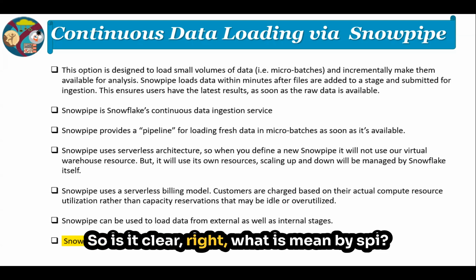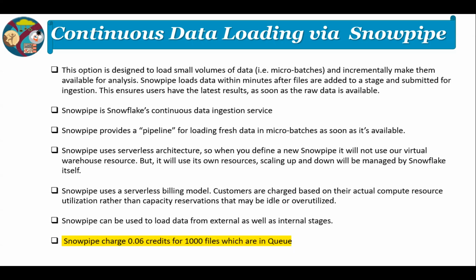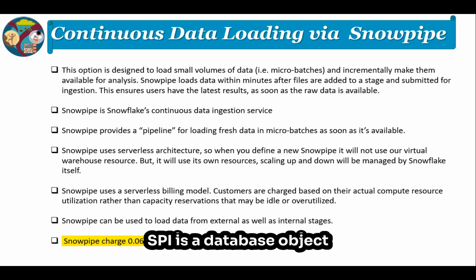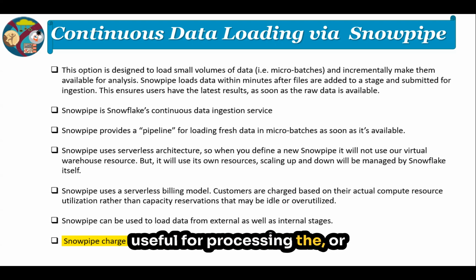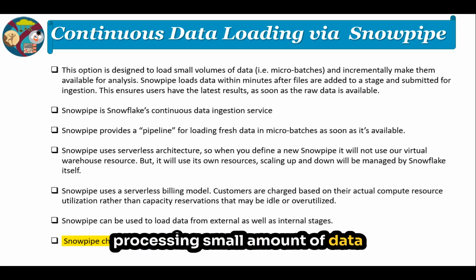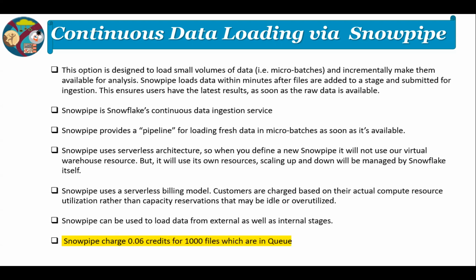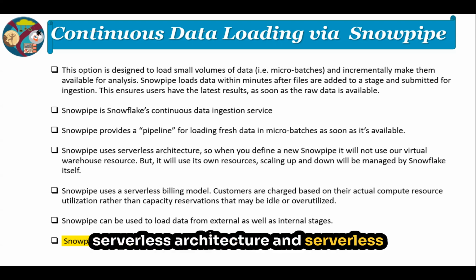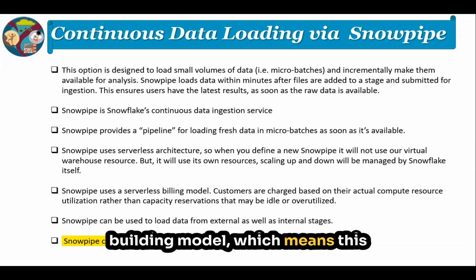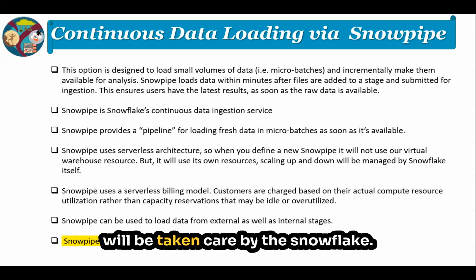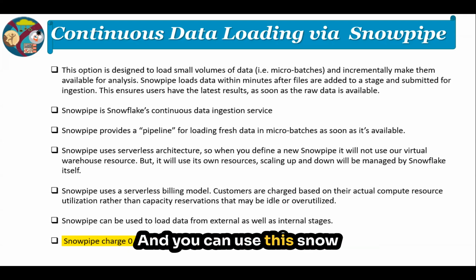Is it clear, right? What is meant by Snowpipe? What is the recommended approach for Snowpipe? Snowpipe is a database object in Snowflake, and it is useful for processing continuous data ingestion. It is recommended for processing a small amount of data in the form of micro batches. Snowpipe uses the serverless architecture and serverless billing model, which means the compute resources, everything will be taken care of by Snowflake, and you can use Snowpipe for internal stages as well as external stages.